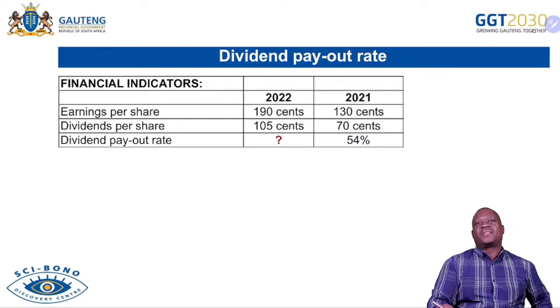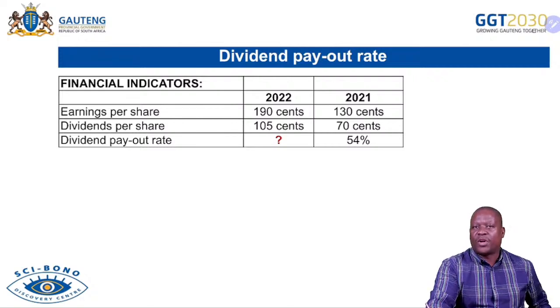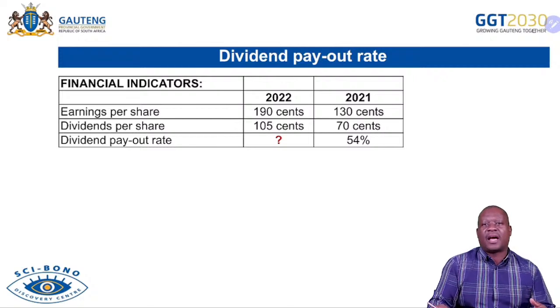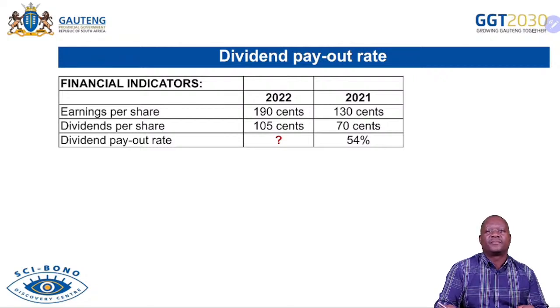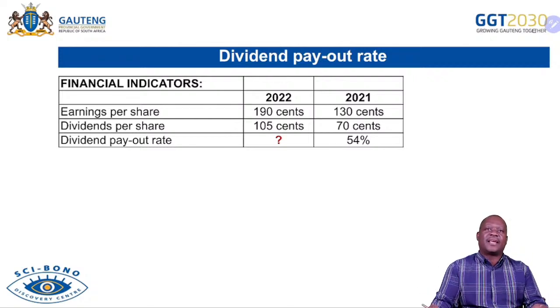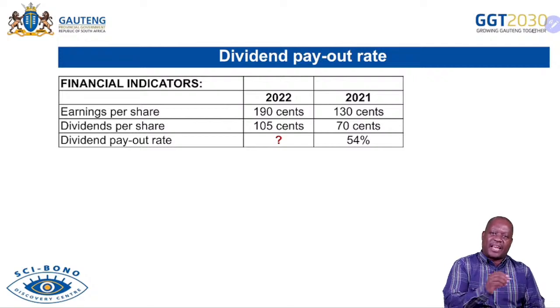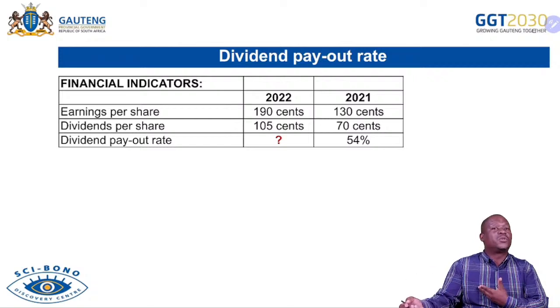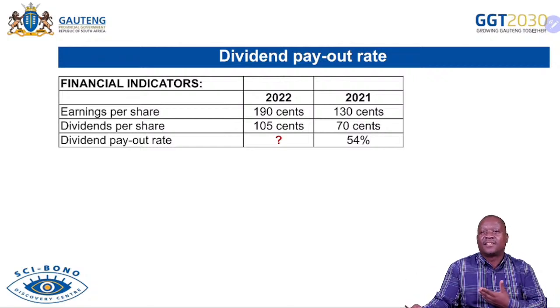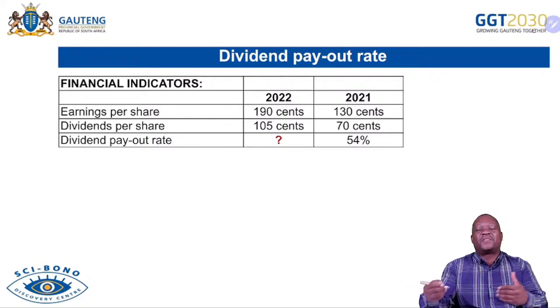Now, the next item that we can see, which the examiners are falling in love with, is the dividend payout rate. Very important. In other words, what is the dividend payout rate saying? It is saying, out of the net profit after tax, how much are we giving to dividends? There are a number of scenarios here. The business can decide to give half of that to shareholders as dividends. So we are going to say the payout rate is 50%.